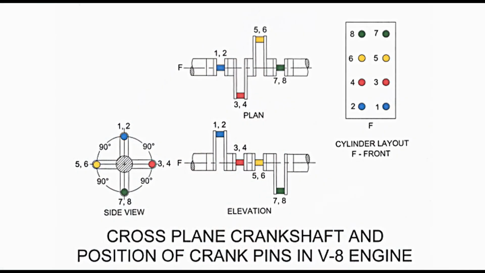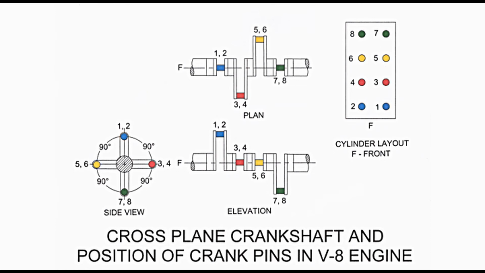To understand it, we refer to the diagram that has three views: elevation, plan and side view. Crank throws and so crank pins are 90 degrees apart as shown in the side view. Elevation and plan present the positions of crank pins. Each crank pin holds the big ends of two connecting rods from different cylinders. These are 1, 2, 3, 4, 5, 6 and 7, 8 shown in blue, red, yellow and green respectively.